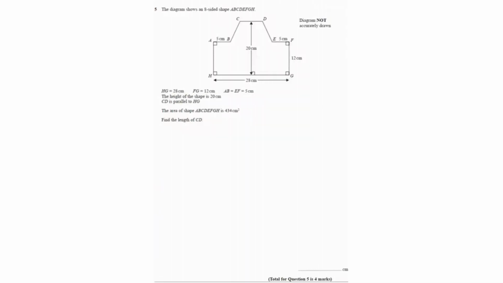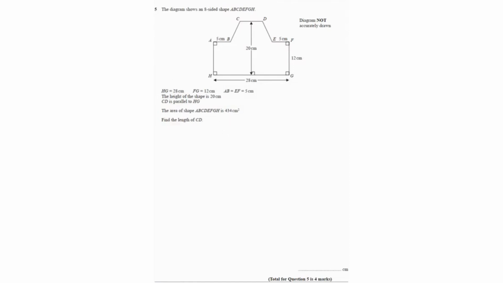The next question says the diagram shows an 8-sided shape A, B, C, D, E, F, G, H. HG is 28, FG is 12. AB equals EF, which is 5, and the height of the shape is 20 centimeters. CD is parallel to HG. The area of the shape ABCDFGH is 434 centimeters square. Find the length of CD.